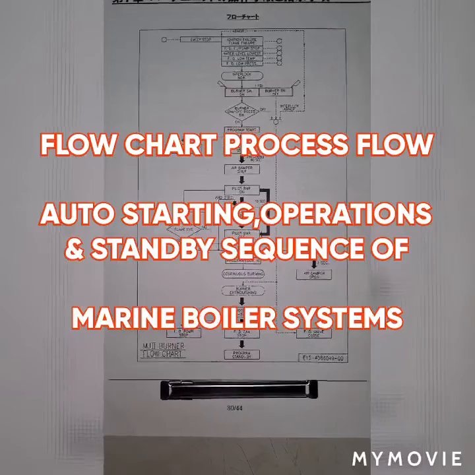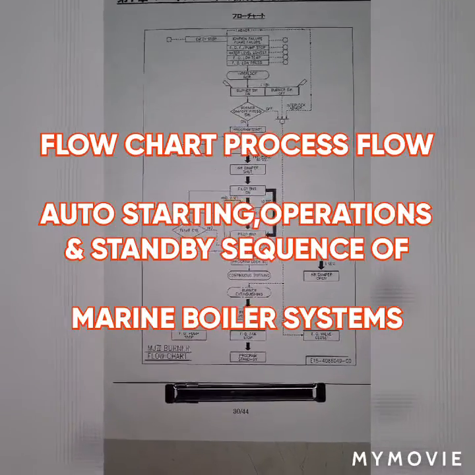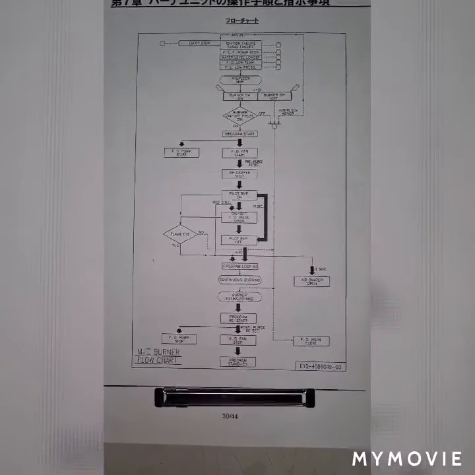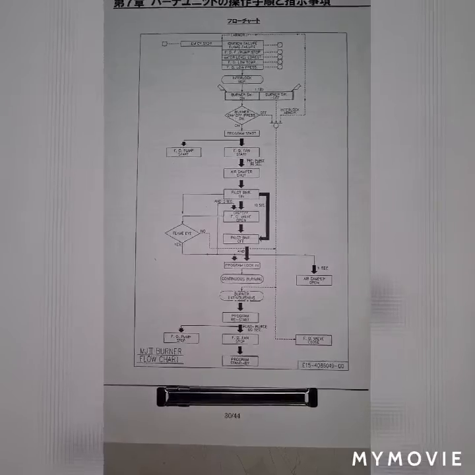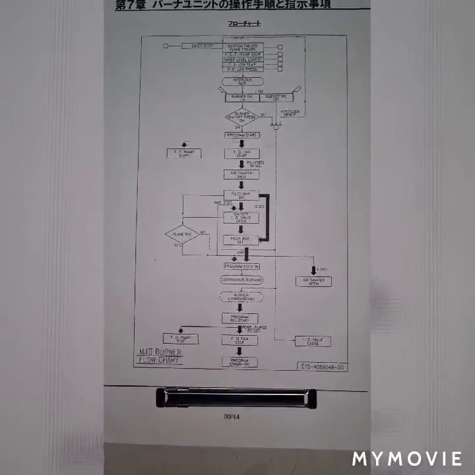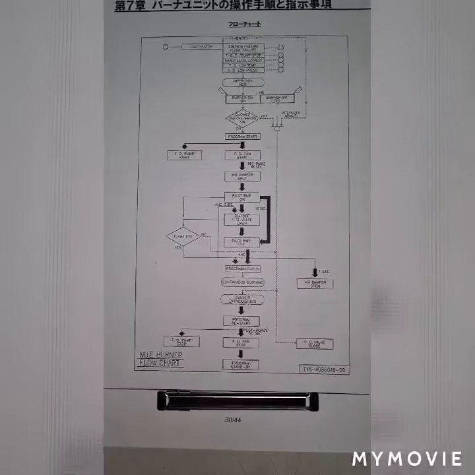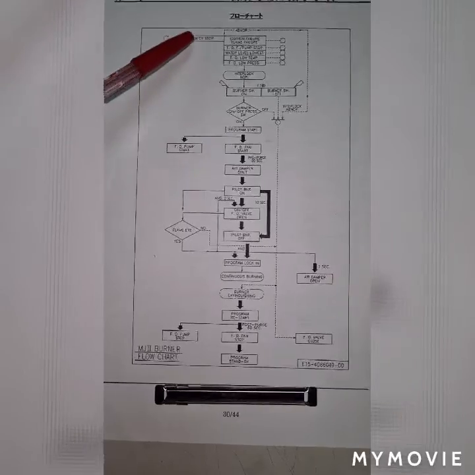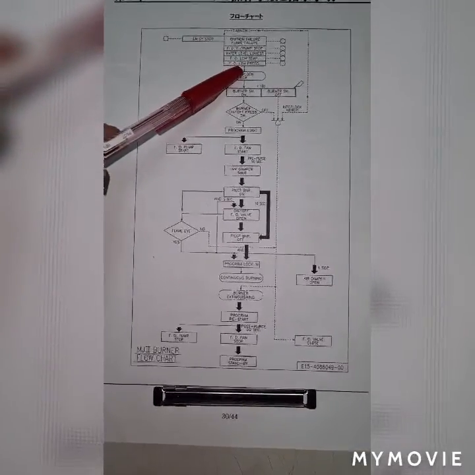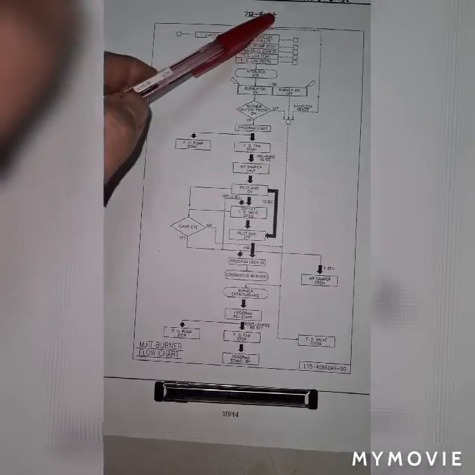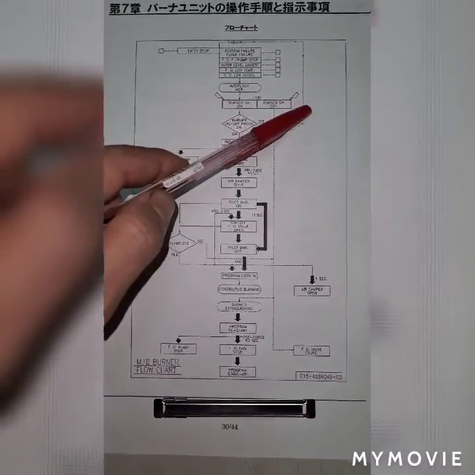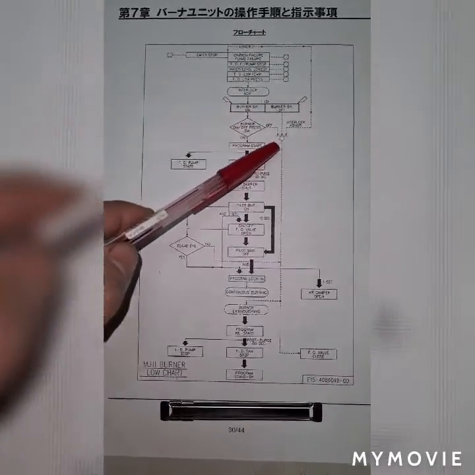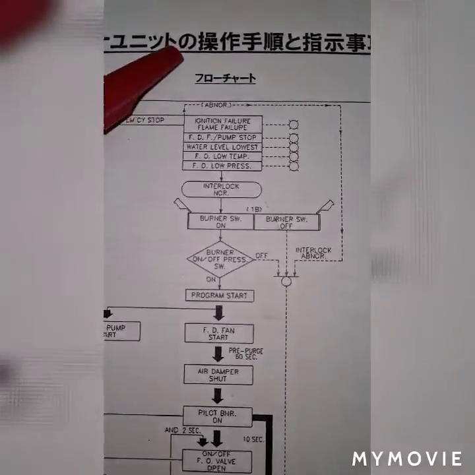Okay guys, what I have here is the final flow chart process of the boiler. This operational flow chart process of the boiler is divided into 4 sections. The first section is the safety alarm, trips, and interlock system for when there are some abnormalities with your boiler system.